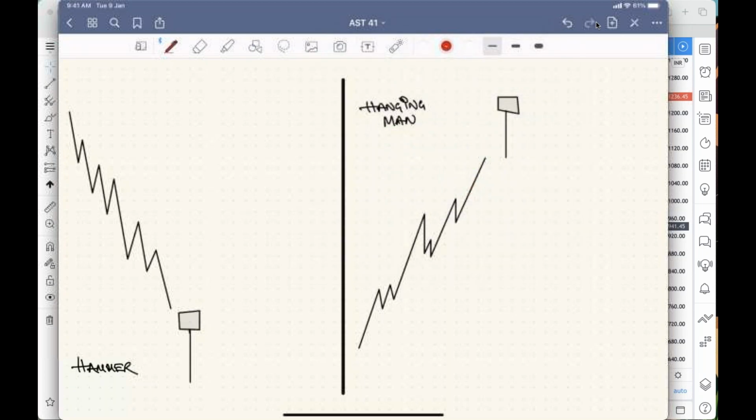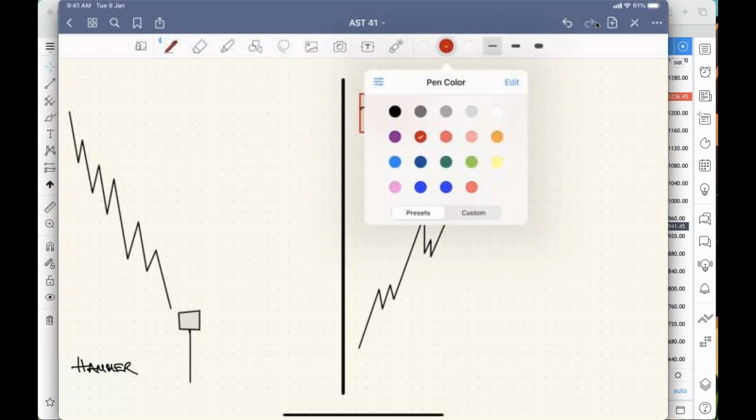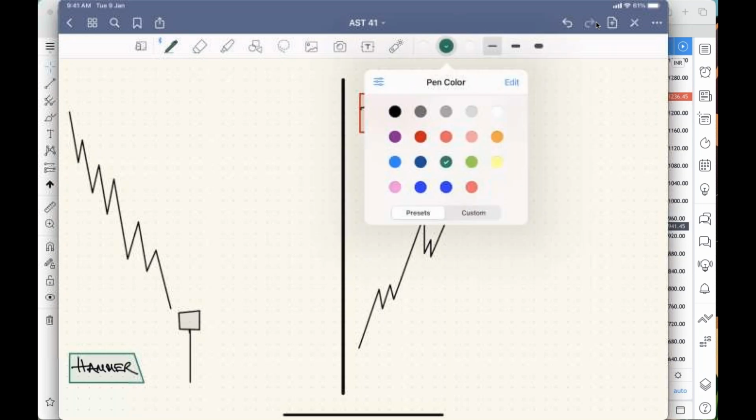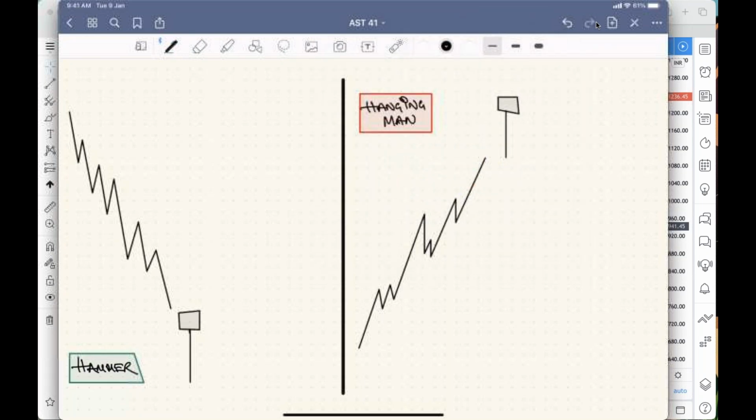Hanging man has a bearish connotation. It tries to pull the market down. On the other hand, hammer is bullish in nature and it tries to push the market up. What are the attributes? Let's write them down. And if you wish to trade them, what should you do?